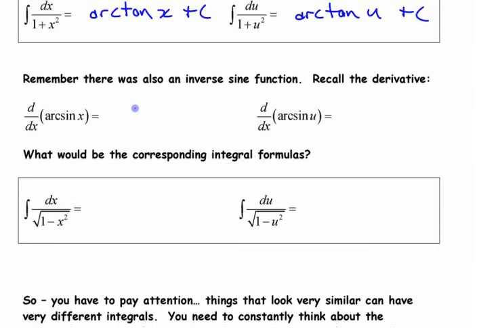Arc sine, do you remember what it is? What's the derivative of arc sine? Arc cosine is just that with a negative. So then the integral of this is arc sine. All right? I think you have enough to get going here.